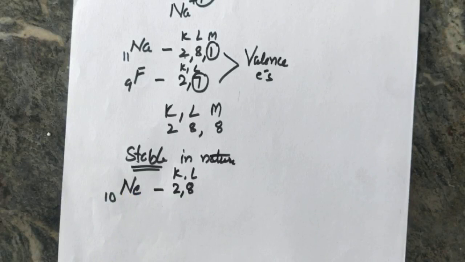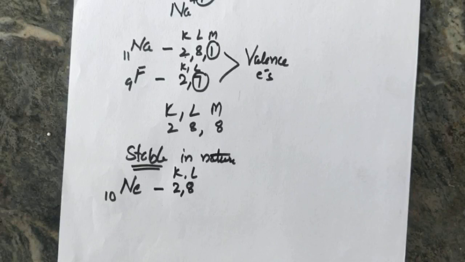This can be done either by gaining or losing electrons, or by sharing electrons between two different atoms. The number of electrons lost, gained or shared during compound formation, in simple words, is called the valency of an element.